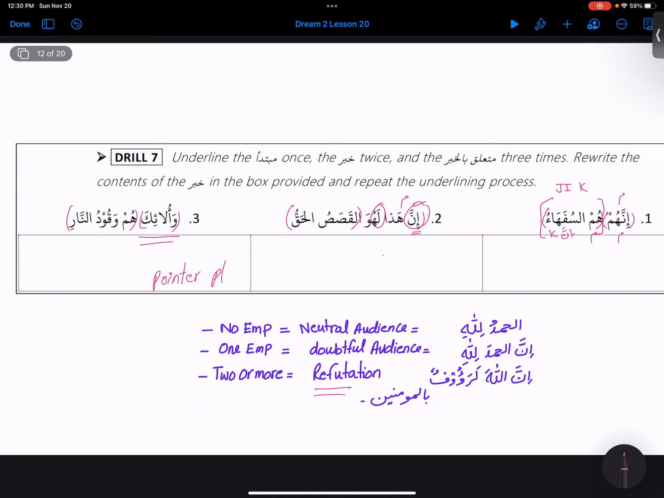Ulaika is a plural pointer, so they are. And then hum, what is hum? They. Another independent pronoun, so that is our mubtada. Another mubtada. Yes. Wuqudun nari, what is wuqudun nari? Khabar. No, this wa is part of the matuf, wa is matuf. Wuqud means fuel, one word. So fuel of the hellfire. Idafa.